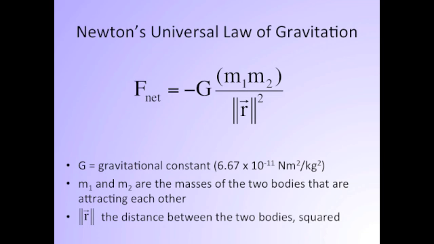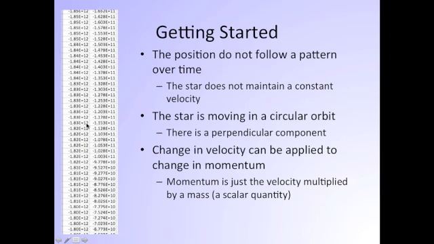Newton's universal law of gravitation is used to extend gravity beyond the Earth. This law shows that all objects attract each other with a force of gravitational attraction. In this equation, G is the gravitational constant, 6.7 times 10 to the negative 11th newton meters squared per kilogram squared, m1 and m2 are the masses of the two bodies, and the magnitude of r squared is representative of the distance between the two bodies squared. As shown, the force of gravitational attraction is directly dependent upon the masses of both objects and inversely proportional to the square of the distance that separates their centers.